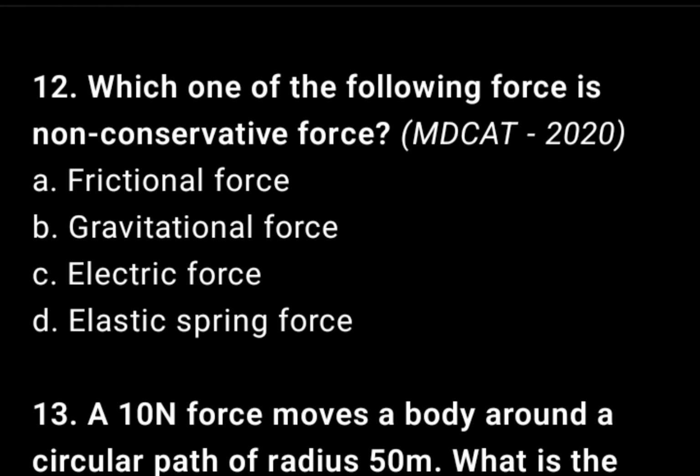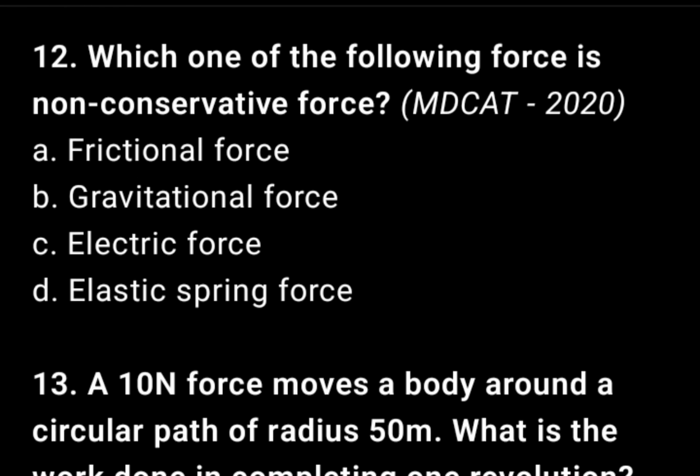12. Which one of the following forces is a non-conservative force? MDCAT 2020. A. Frictional force. B. Gravitational force. C. Electric force. D. Elastic spring force.